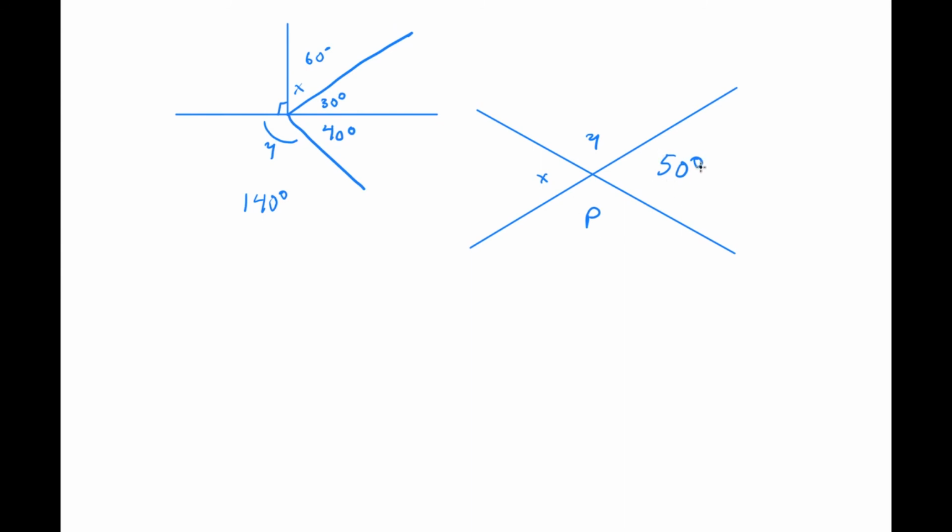Okay, if we have one, we can find the other three because we know that vertical angles, or angles that are across from each other in intersecting lines, are congruent. So it means this is 50 degrees here.